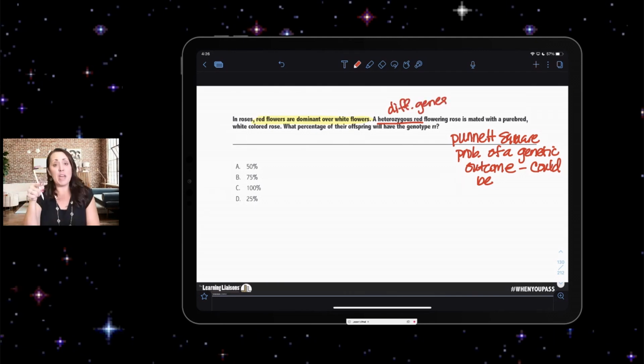because it's going to be mated with a purebred white colored rose. That's a homozygous, and that is going to be one that actually has the same DNA chain all the way down. So what percent of their offspring will have the genotype RR? Whew, you ready to do this?